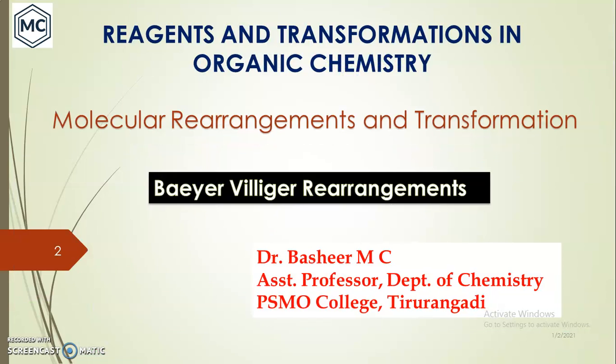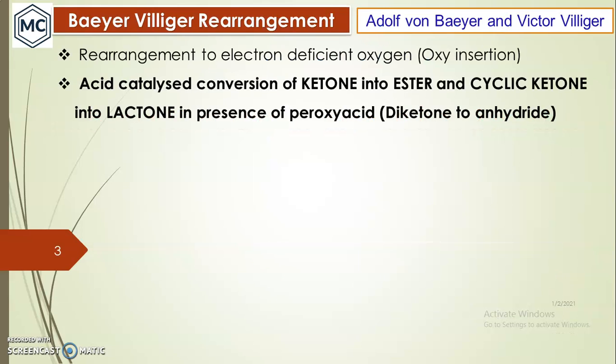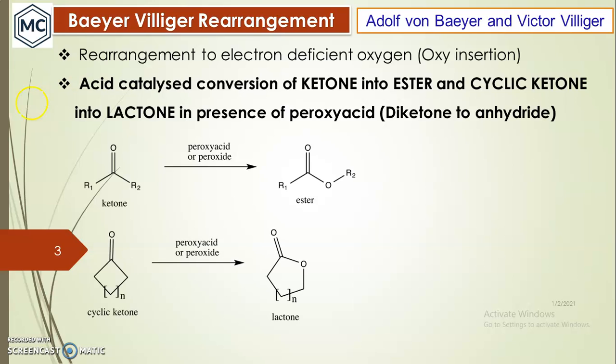We were discussing the topic molecular rearrangement and transformation, and in this lecture I would like to discuss with you the Baeyer Villiger rearrangement. It is named after Adolf von Baeyer and Victor Villiger, and it is a rearrangement reaction that takes place at an electron deficient oxygen, and it involves oxygen insertion. The Baeyer Villiger reaction is an acid catalyzed conversion of ketone into ester.